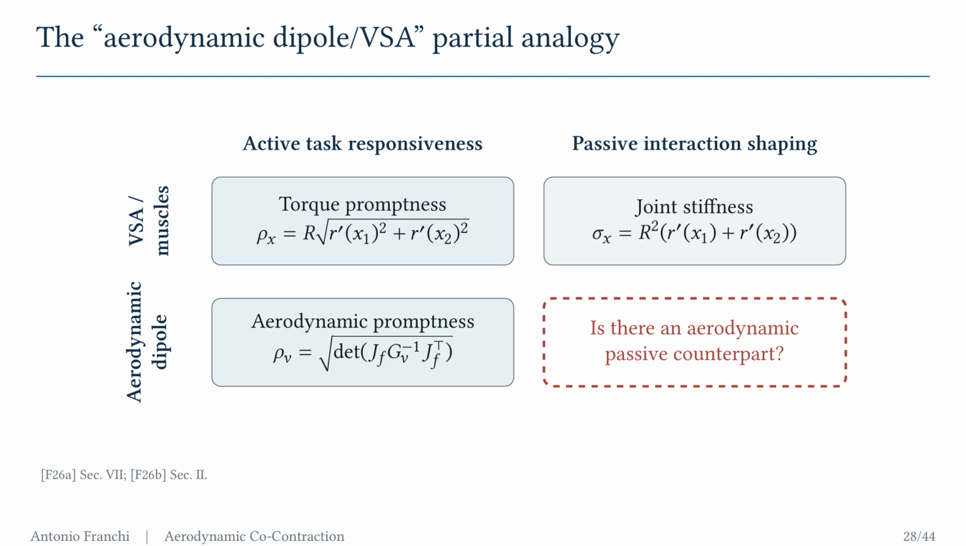The resulting correspondence is therefore only partial at this stage. The active column is complete. The mechanical system has torque promptness and the aerodynamic dipole has aerodynamic promptness. The mechanical system also has a passive joint stiffness. The lower right cell remains open. The structure itself now asks whether an aerodynamic passive counterpart exists.